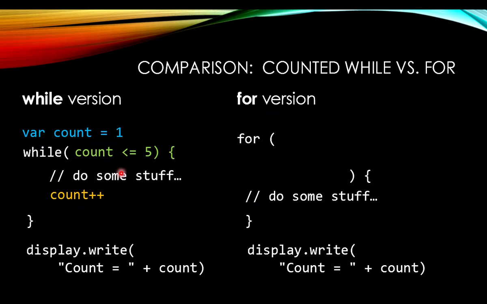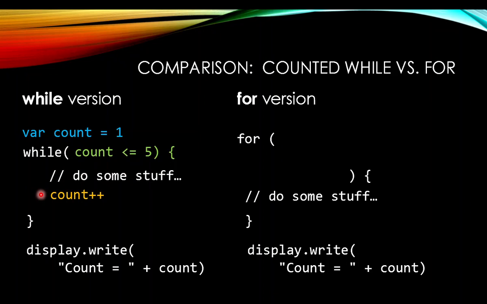So here's our while version of the thing I was just talking about. So variable count equals 1. Great, we start at 1. We keep looping while count is less than or equal to 5. And then within that, you do whatever else you need to do. There can be a lot of code here, but one of the things you have to do in the loop is increment the count by 1. The shortcut operator to do that is really easy. Count plus plus ticks it up by 1.